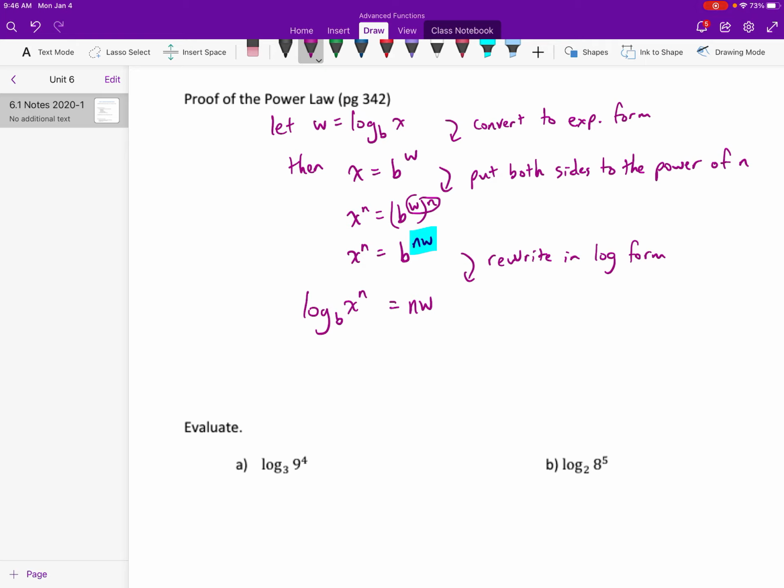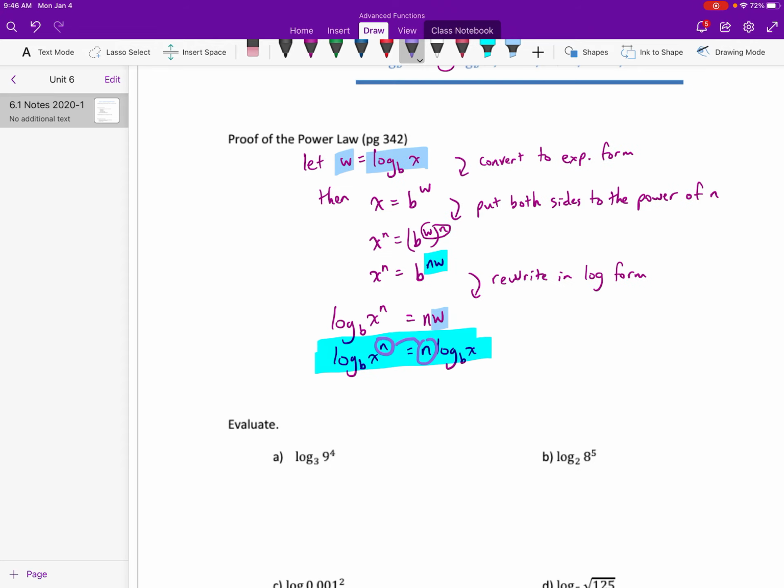Now remember at the very beginning we said w is equal to log of x with a base of b. So we're going to take this w right here and substitute in log of x with a base of b. So that gives us log of x to the power of n with a base of b is equal to n times log of x with a base of b. And check this out. The n power right here has moved to the front of the log. There you go. So this is the proof of the power law of logarithms.